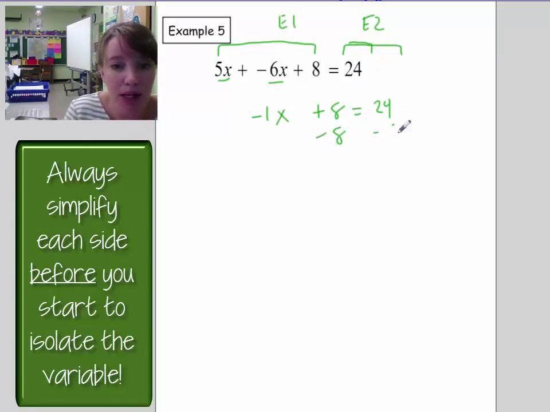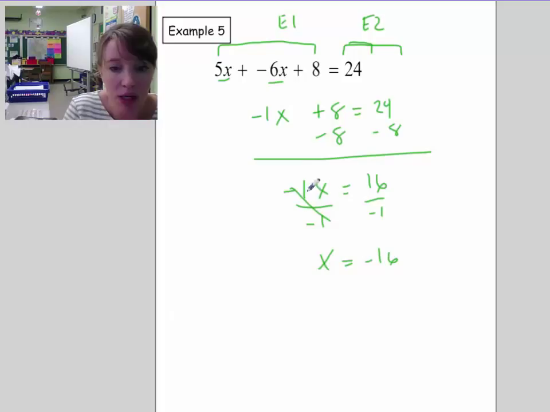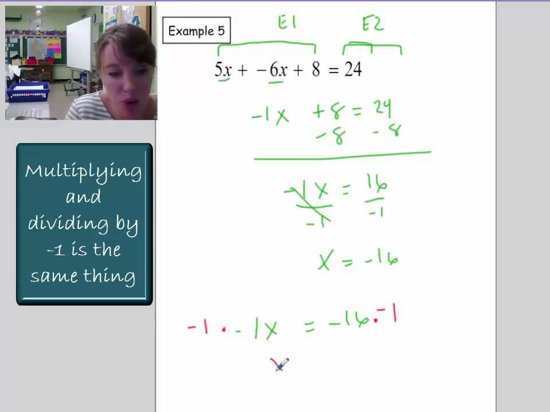Now I can start to work with either side. Negative 1x is equal to 16. Divide by negative 1 or multiply each side by negative 1. That's equivalent. Okay, so here I divided each side by negative 1, but remember the other thing I could do is multiply each side by negative 1. Okay, because negative 1 times negative 1 just gets you 1, and 1x is just x. So these two things, multiplying and dividing by negative 1, are the same thing.